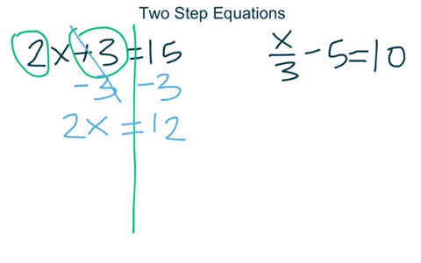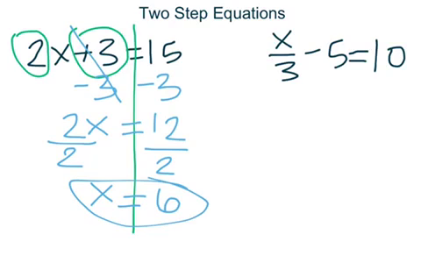Now I have 2x, or 2 times x, equals 12. The opposite of multiplication is division, so I'm going to divide by 2 on both sides. Because again, I'm just trying to get x by itself, so I have to get rid of that 2. 2 over 2 is equal to 1, so I have 1x left. And 12 divided by 2 is equal to 6. So I have x is equal to 6, and because x is by itself, I'm done.